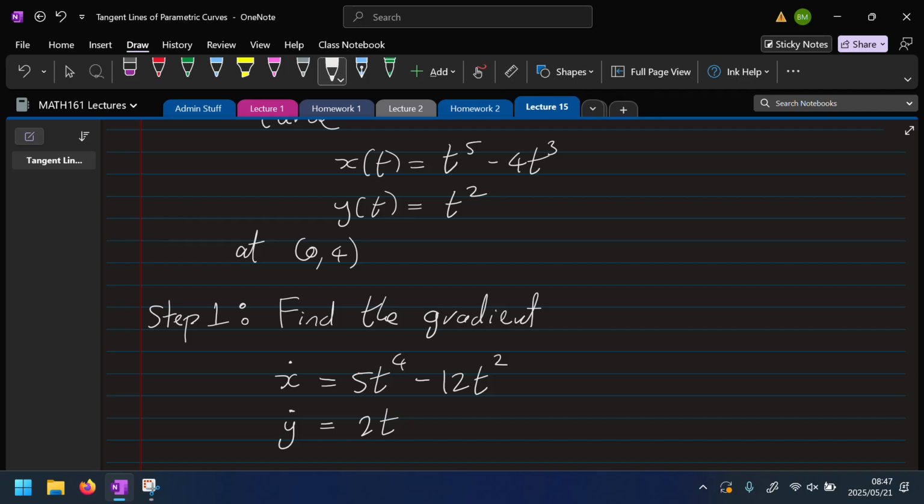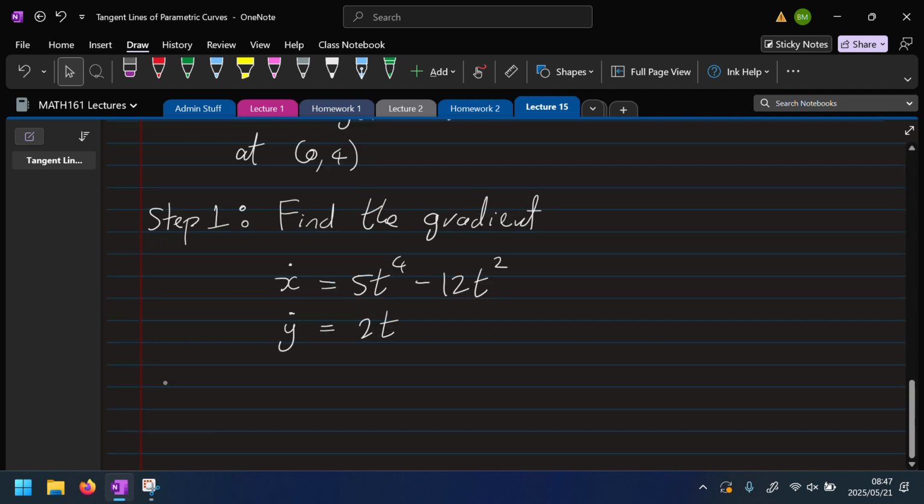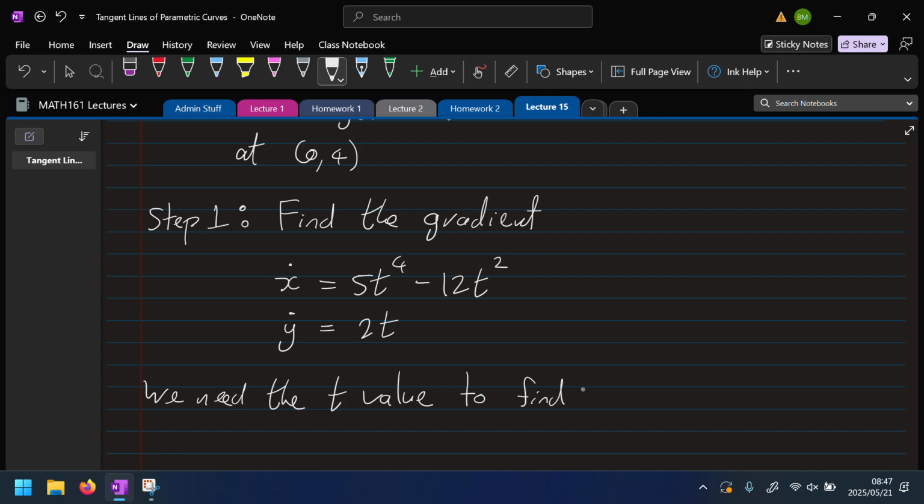Okay, and then the gradient m will be y dot over x dot. But we need the t value. We don't know what that is yet. So we need the t value to find x dot and y dot. Once we substitute the t value, then we can do y dot over x dot, and that will give us the m value that we need. So how are we going to find t?